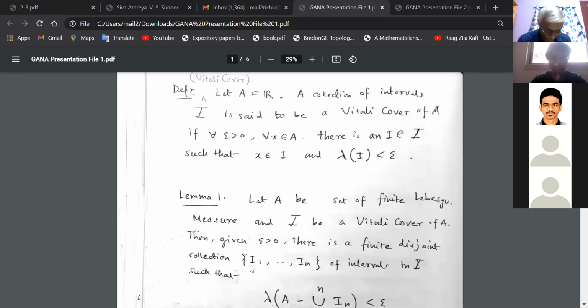Okay. So at first we will start with the definition of vitally cover. Our target in this section is to start from vitally covers and then establish the fundamental theorem of calculus at the very last. So this is the basic target of the presentation.